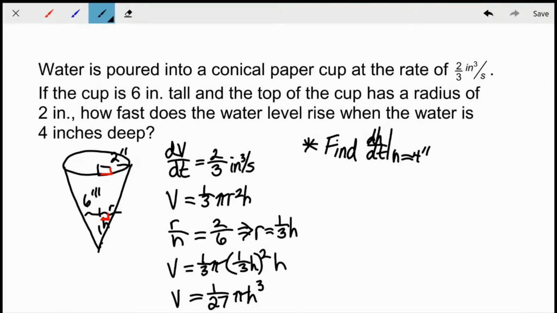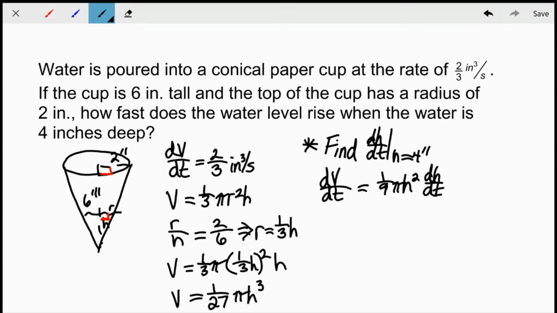Okay, so first thing I want to do here is I want to take my derivative of the volume function. So when I take the derivative, I'm going to get 1/9 pi h squared times dH/dt.